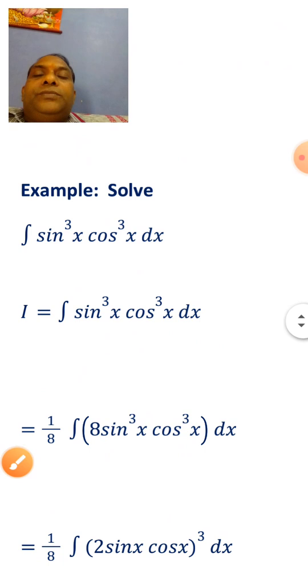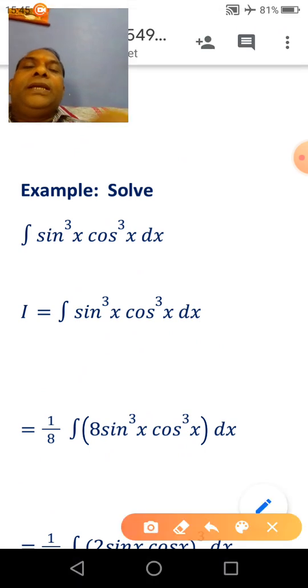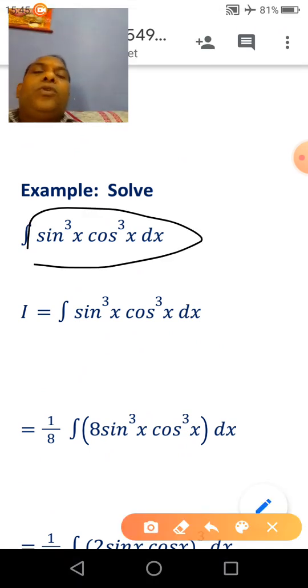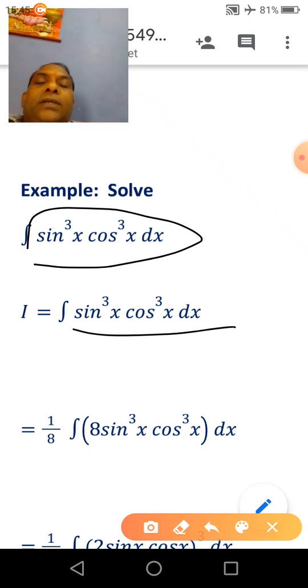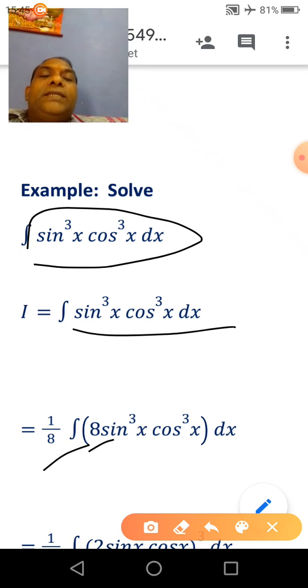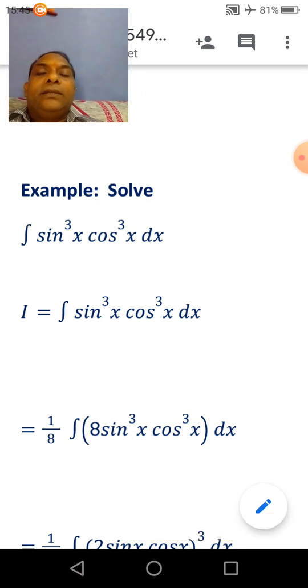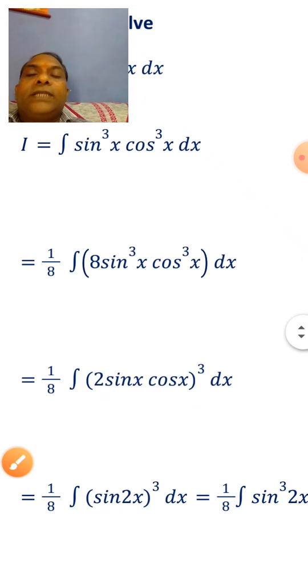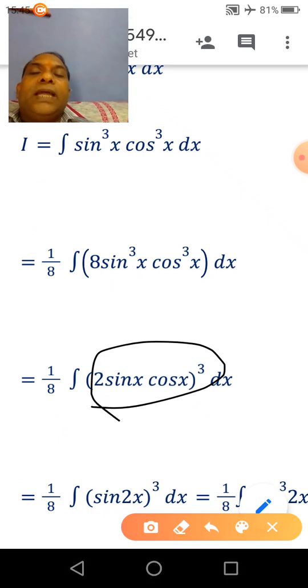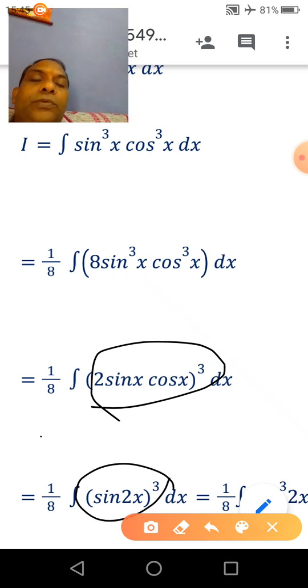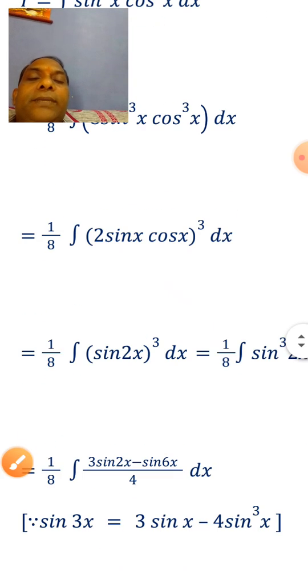Now next example, integration sine cube x cos cube x dx. So multiply and divide it by 8. So 8 sine cube x cos cube x, you can write it. Then you can write 2 sine x cos x whole cube, and we know that 2 sine theta cos theta is equal to sine 2 theta, so you can write sine 2x cube. Clear?